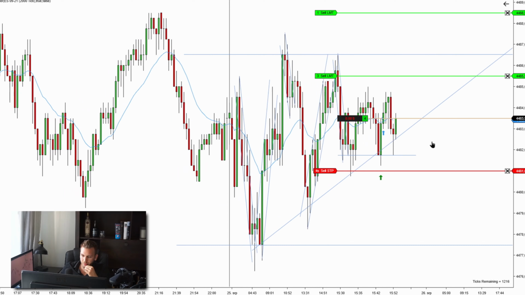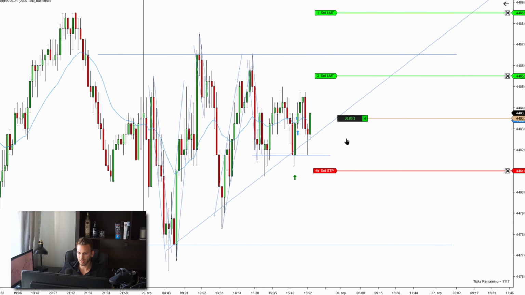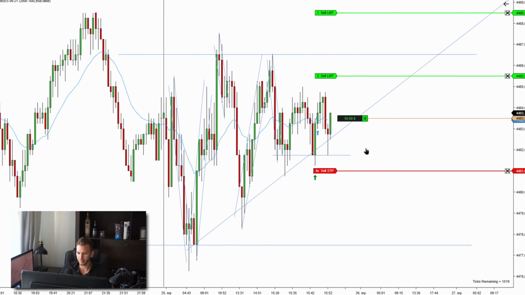Let's see. We were very close to getting stopped out. We had like 3 or 4 ticks left. We're bouncing off here. I still like the trade. I still like the trade here. Micro double bottom right here, strong big bullish bar coming off the trend line.